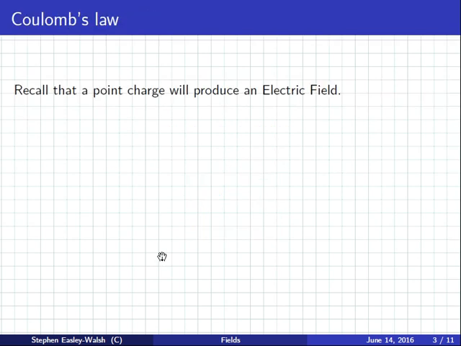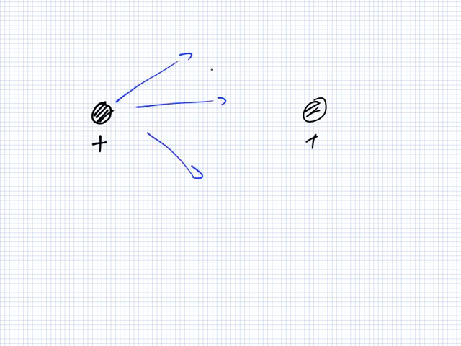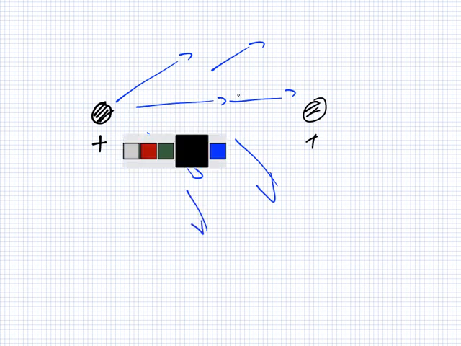Okay, Coulomb's law. Now, you remember that a point charge will produce an electric field. Let's examine the force of attraction or repulsion between these charges. I hope you remember the formula. Let's say this is a positive here, and there's a positive over here as well. This will make a field. Does anybody remember the formula for the strength of a field? E equals kQ over r squared. That's the one I'm looking for, thank you.